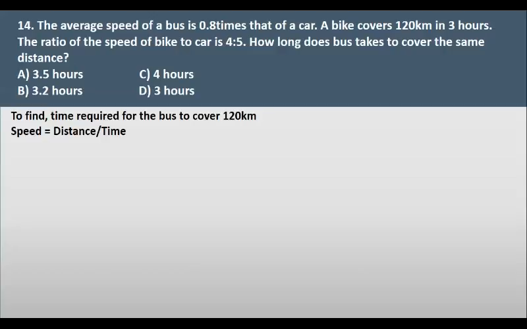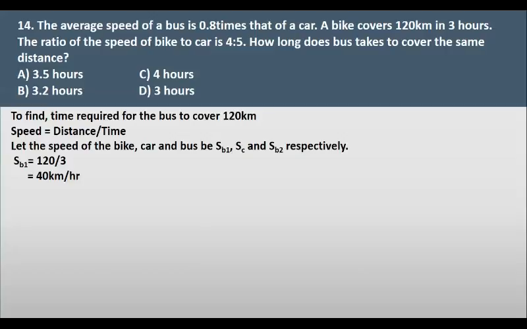So now let us assume that the speeds of the bike, car and the bus be SB1, SC and SB2 respectively. We see that the speed of the bike is not given directly, so we would need to calculate the speed from the given data. We are given that the bike covers 120 kilometers in 3 hours. Thus, we can calculate the speed of the bike from the formula distance by time, which is equal to 120 by 3, which in turn is equal to 40 kilometers per hour.